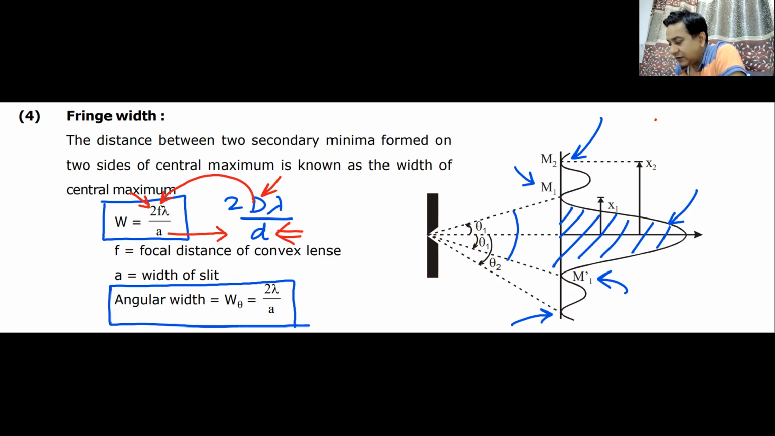If the distance between the slit and the screen is given, you use the formula 2 times D lambda by small d. If the focal length of the lens is given, you use the formula 2 times f lambda by d. Do we understand this?